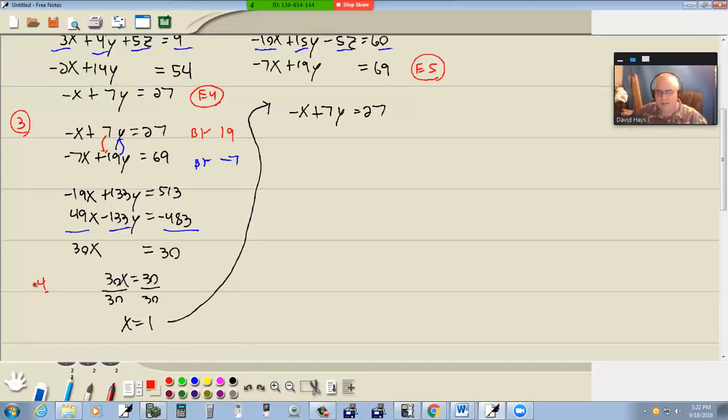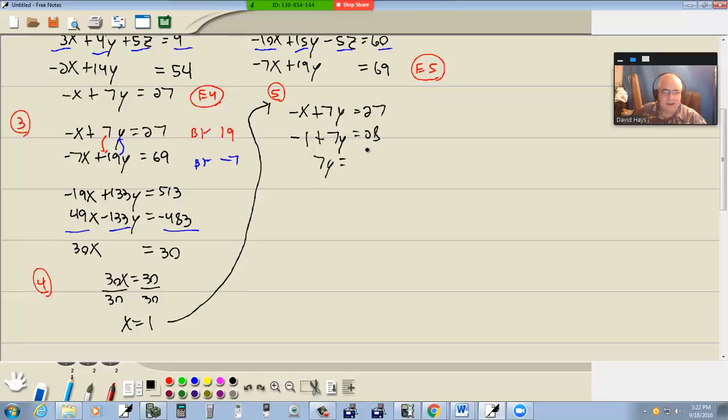This is solve for x. This is step 5. So we're going to plug the value from step 4, which is x equals 1, into one of these equations. So we're going to have negative 1 plus 7y is equal to 27. Take negative 1 over. We got 7y is equal to 28 plus 1.